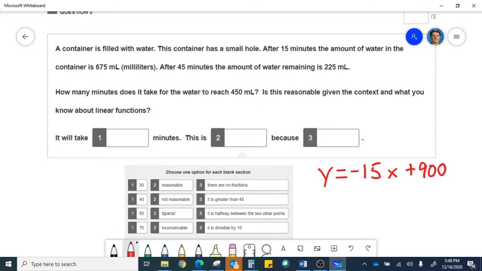Okay, and this right here, 450, represents what? Does it represent x or does it represent y? So remember, x was minutes, y was milliliters. So it looks like this one represents y. So I could say y equals 450. How many minutes does it take for the water to reach 450 milliliters? So I can solve this by plugging in 450 for y.